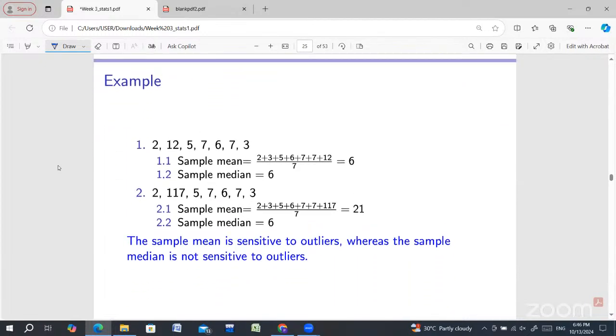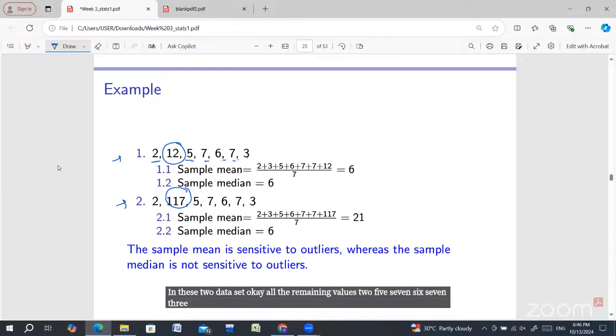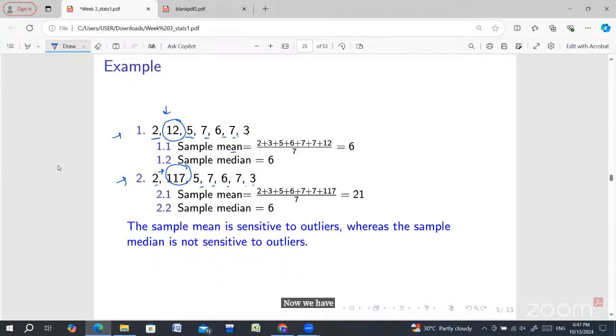Now here is an observation that you can see in the previous examples. This is your data set number 1 and this is your data set number 2. You can see that all the values are the same except one value in these two data sets. All the remaining values 2, 5, 7, 6, 7, 3 are in this data set, and here also 2, 5, 7, 6, 7, 3. Only this data point is changed. Now we have calculated the sample mean and sample median for both the data sets. You can see that the median is the same for both cases, but the mean has changed a lot, right?